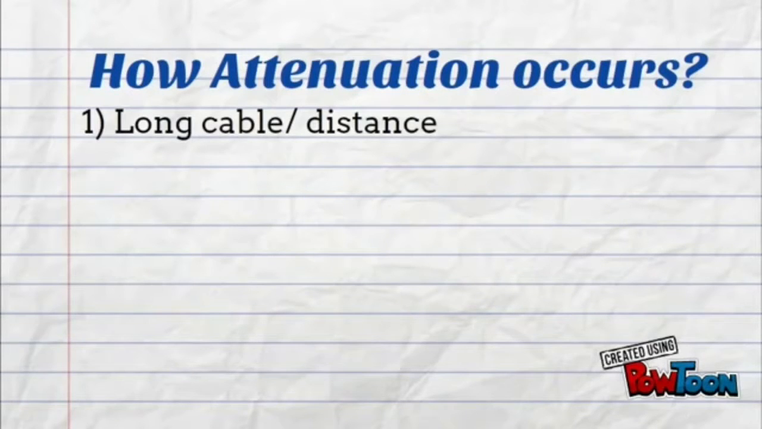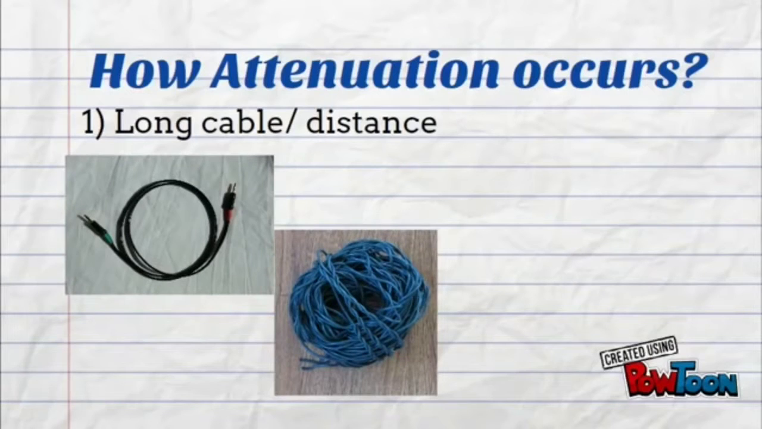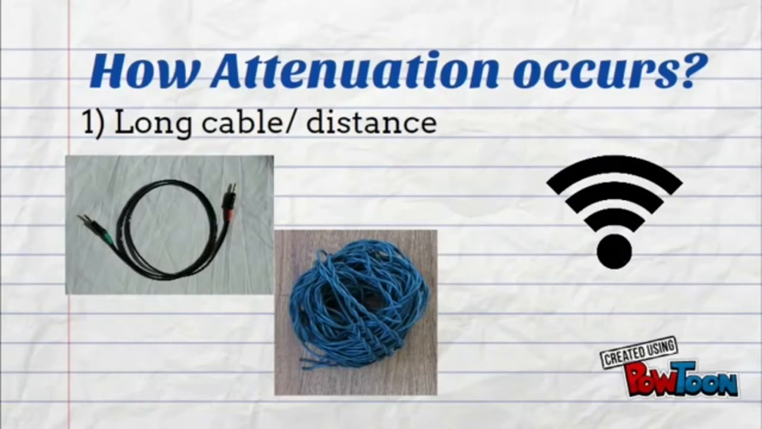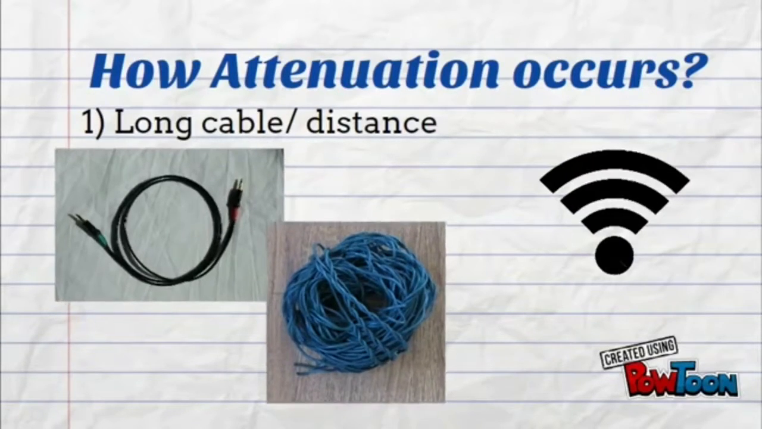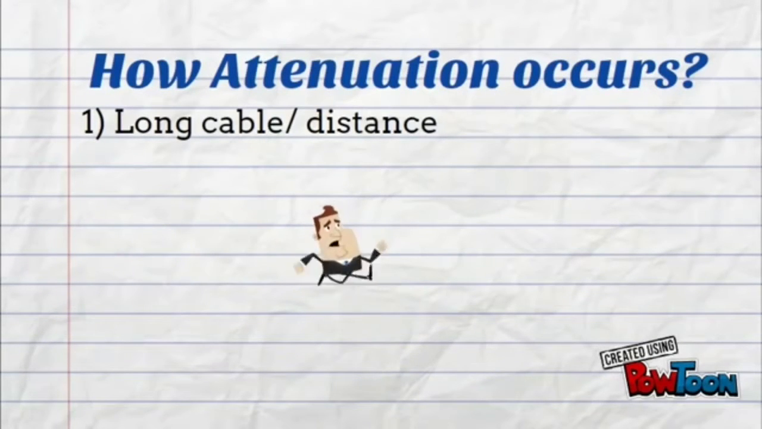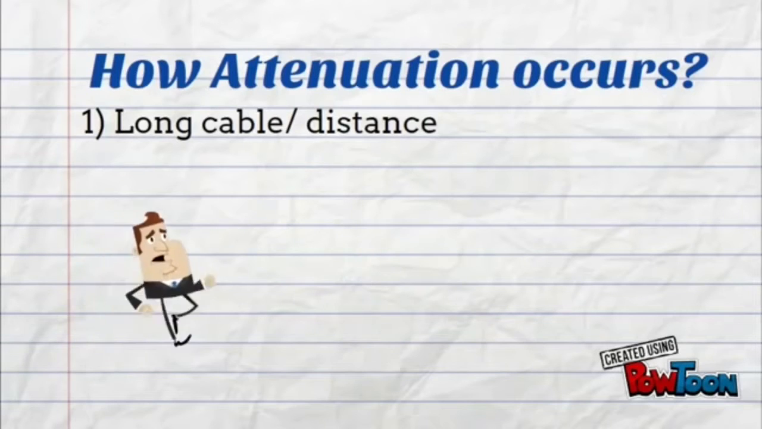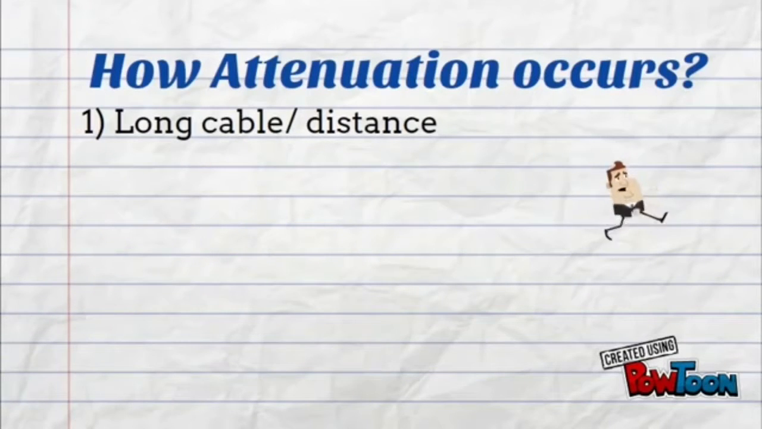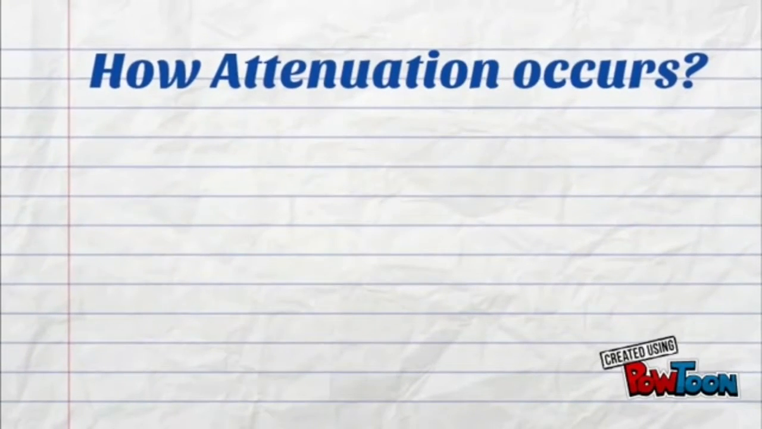The first one is long cable or long distance. Both wire and wireless transmission gradually dissipate in strength over longer distances, meaning that the signal strength becomes weaker and weaker when the distance gets longer. It is similar to when a person goes jogging. The further the distance, the more tired they get as more energy is lost.